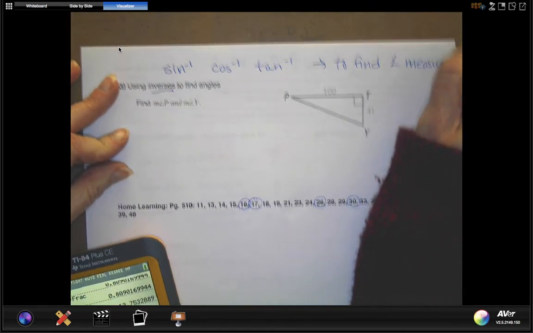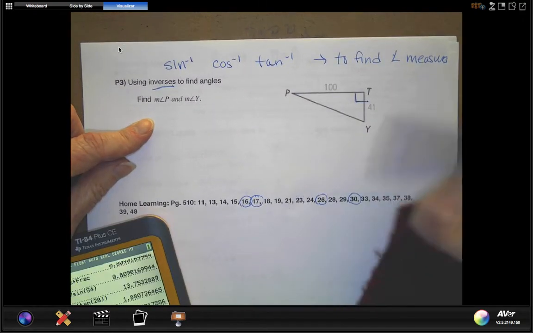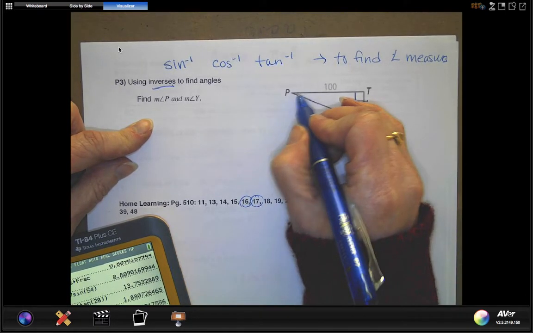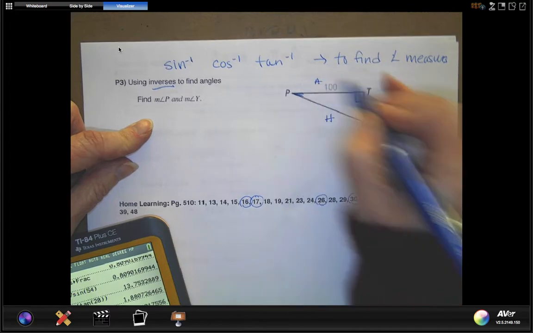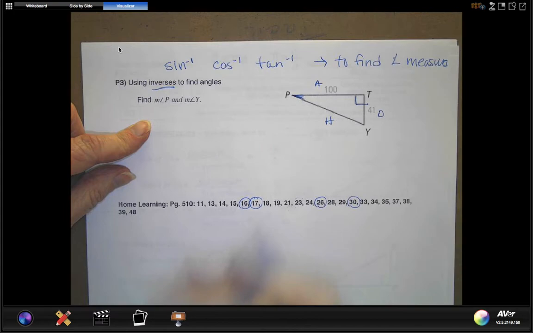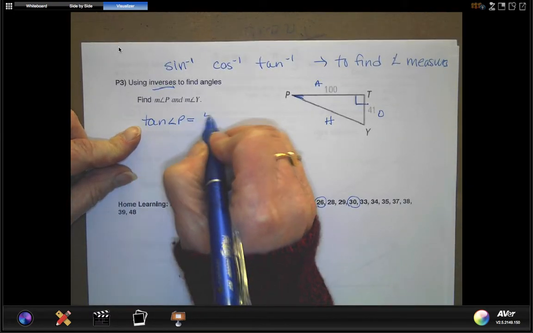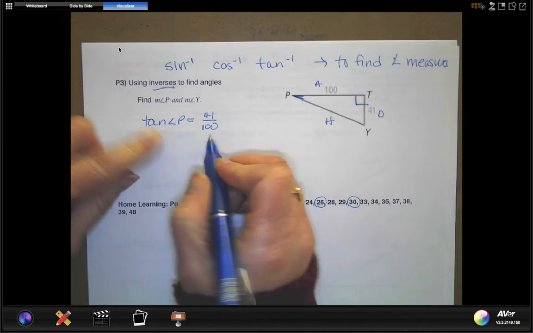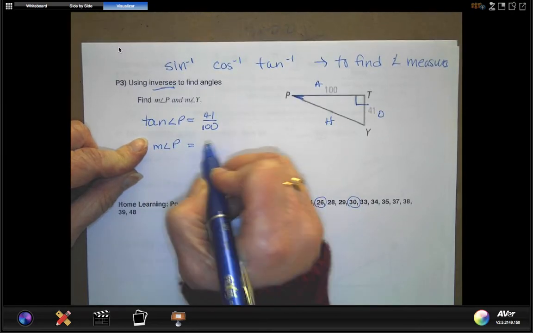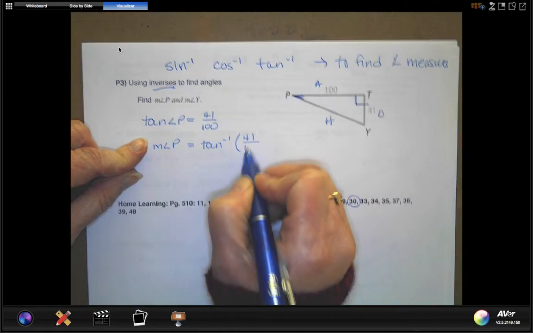Okay, so down here, find angle P and angle Y. All right, here's your right angle here. So this is the hypotenuse. So if I'm talking about P right here, this would be adjacent to P. This would be opposite. So opposite and adjacent are tangent. So the tangent of angle P is equal to 41 over 100. To get rid of that angle P there, I'm going to say the measure of angle P is equal to the tan inverse of 41 over 100.